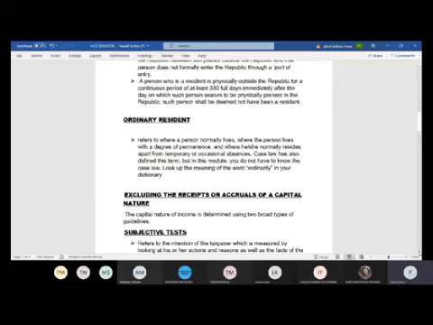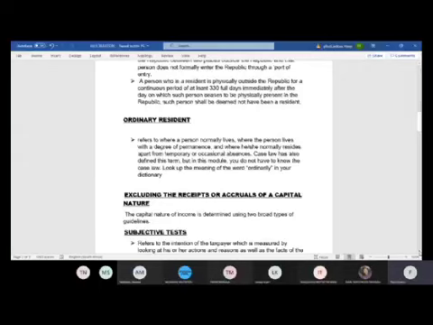The ordinary resident, you and I, we are probably the ordinary residents in South Africa. But let's look at what it means. It refers to where a person normally lives, where the person lives with a degree of permanence, where he or she normally resides apart from temporary or occasional absence. So the case law, obviously, that's a matter. Does it even better, as I've told you, if you're not happy about the circumstantial evidence that SARS has. The process with regards to our claim and all of those, we did that in part 1.